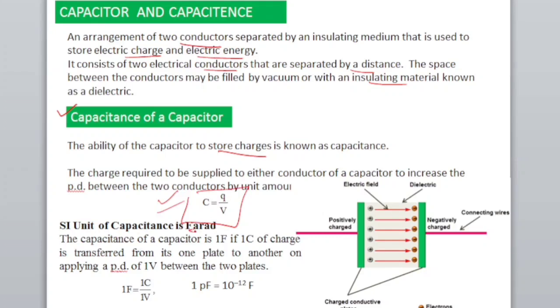The SI unit of capacitance is the farad. The capacitance of a capacitor is said to be 1 farad if 1 coulomb of charge is transferred from one plate to another on applying a potential difference of 1 volt between the two plates. So 1 farad equals 1 coulomb by 1 volt, and 1 picofarad is 10 to the minus 12 farad. Hope it's clear what is meant by a capacitor. It is an arrangement of two conductors separated by some medium, and its main purpose is to store charge. The ability to store charge is called capacitance.